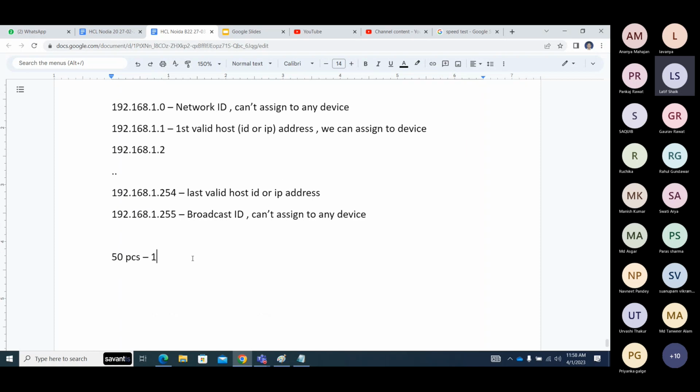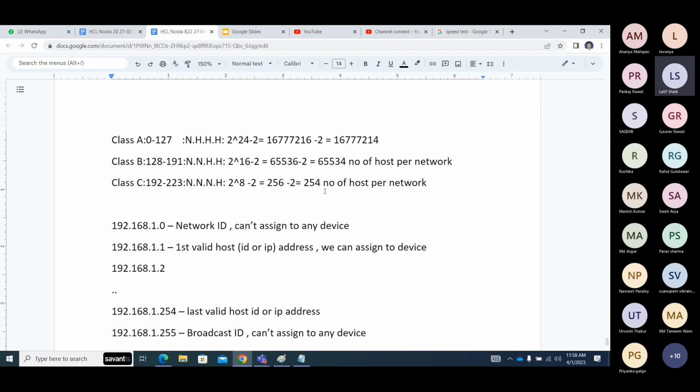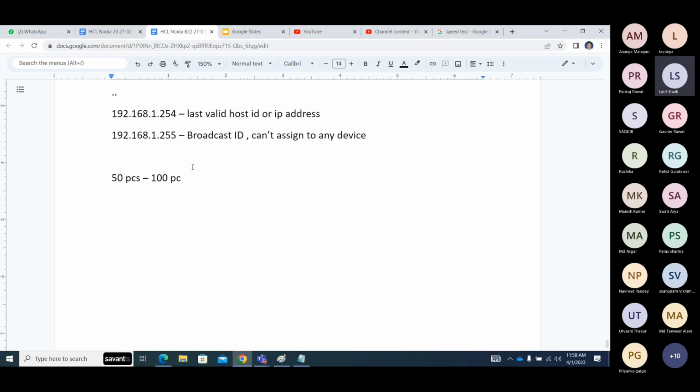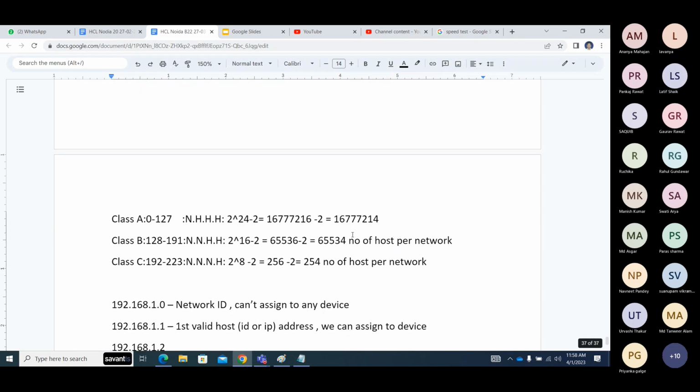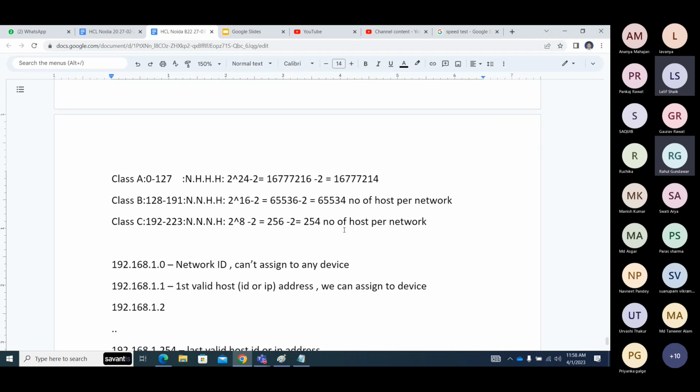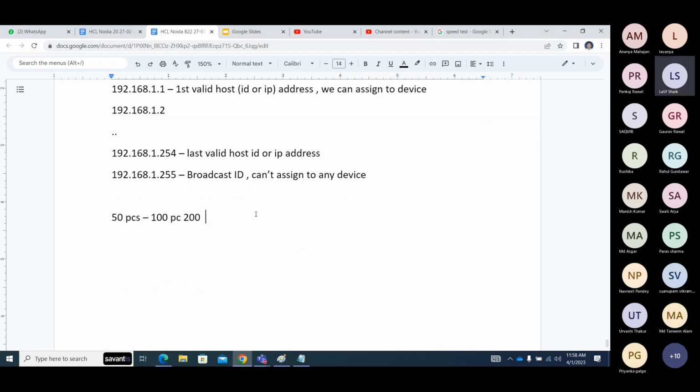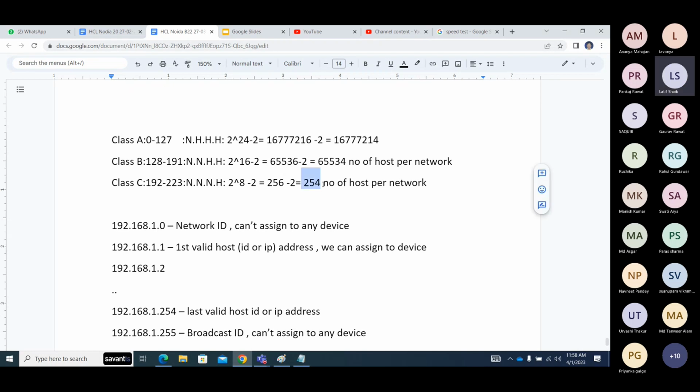For example, now devices increase. Now it is 100 devices. Still class C is better, because 254. 200 computers now, still class C. Now 300 computers. Class C does not support that, so we have to move to the class B network.